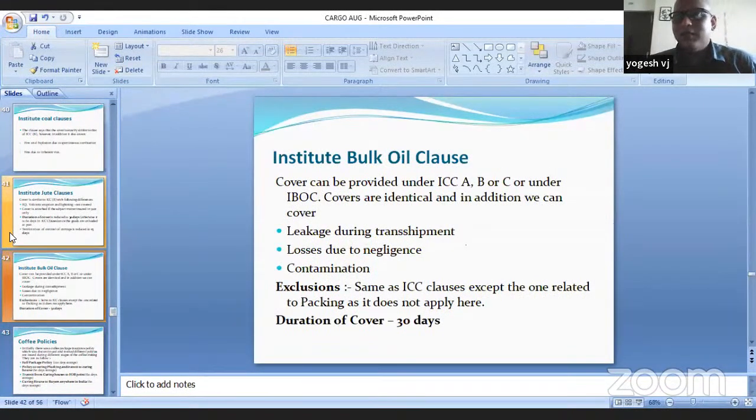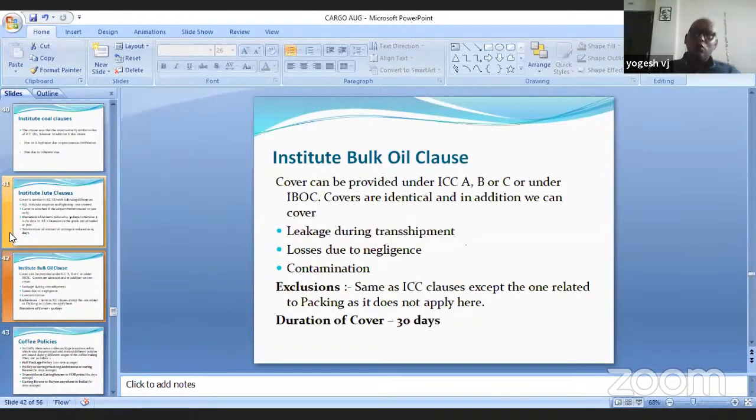That is why this IBO, this is what I was talking about. Cover can be provided under ICC A, B, or C, or under IBOC cover. Covers are identical, and in addition we can cover this also. देखो क्या क्या cover कर सकता है. Contamination and pollution, was it covered in ICC A and B? अच्छा, contamination and pollution of the cargo बोल रहा हूँ मैं, it was not covered. Here contamination is covered.